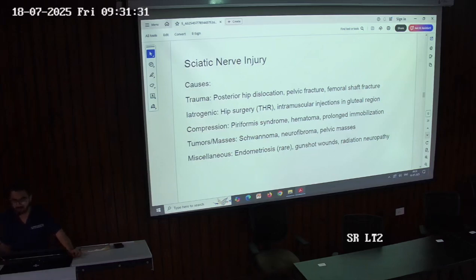What is the zone at which we give IM injections in the gluteal region? Here, upper and outer quadrant, right?